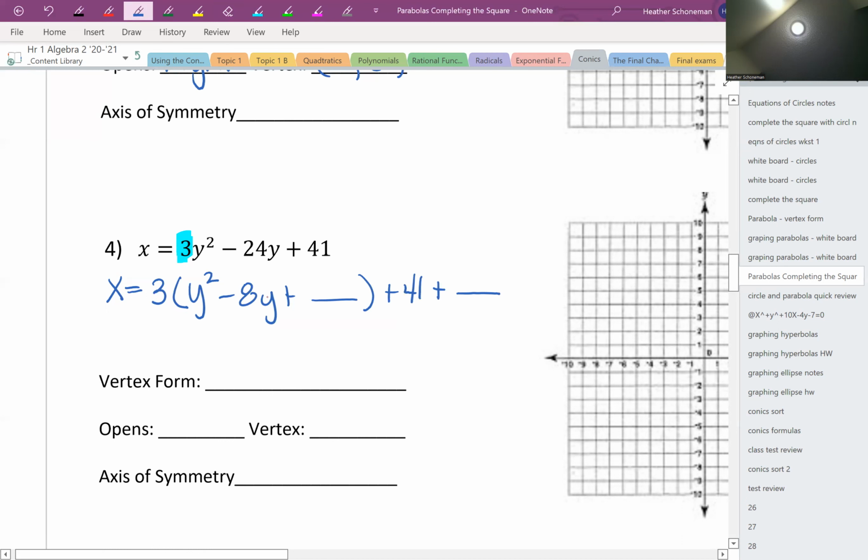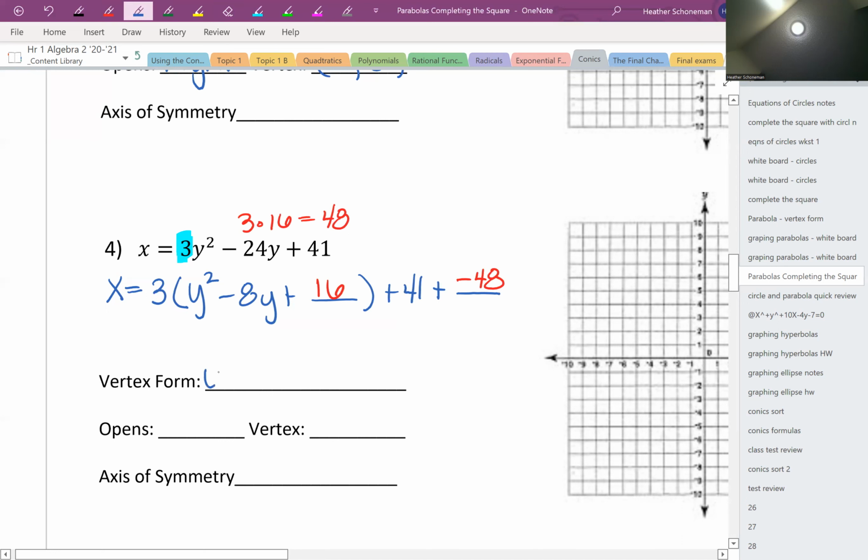All right, let's fill in the blanks. Half of 8 is 4. 4 squared is 16. But remember, it's a trick. It looks like I added 16, but I didn't. I really added 3 times 16, which is 48. So I put 48 on the left. So to keep it balanced, I have to put negative 48 on the right.